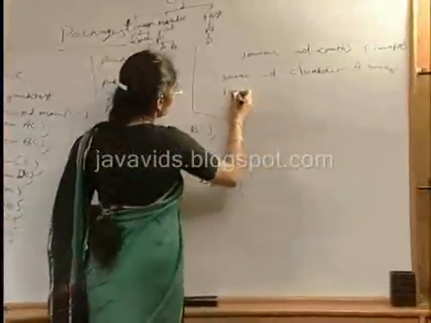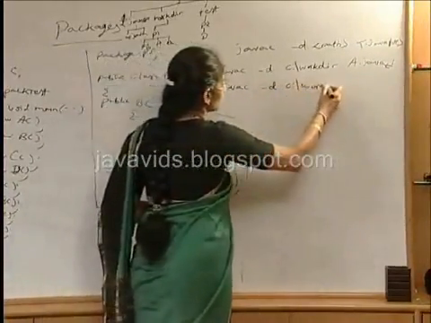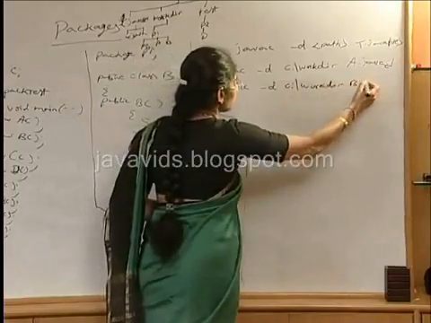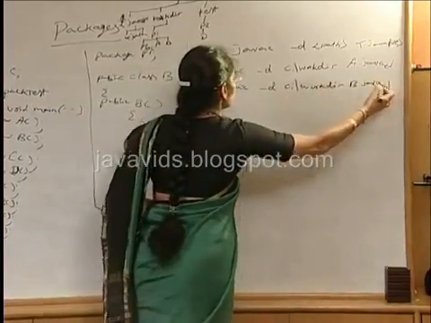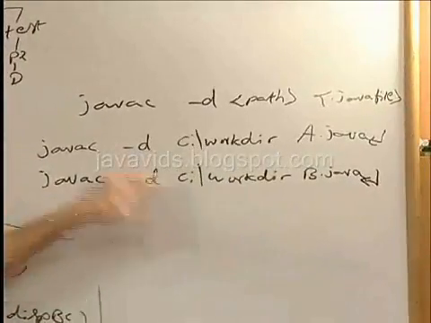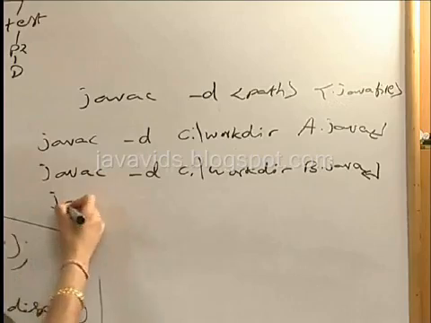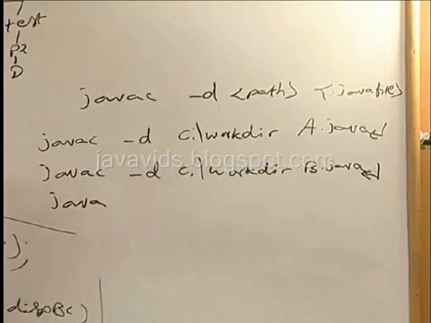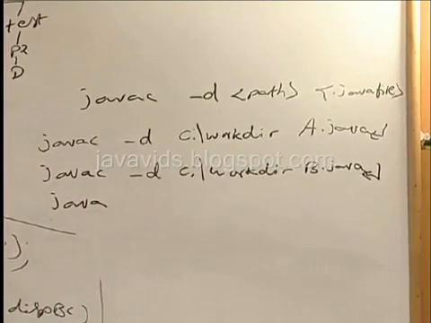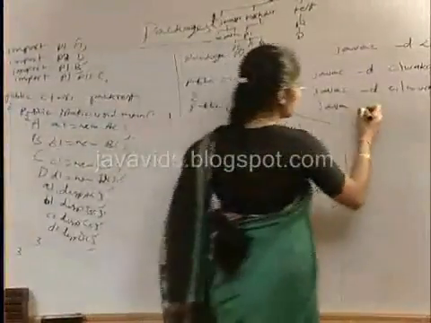Similarly, you need to compile the other files, javac -d c:\work directory b.java. In this case, the P1 directory is already created, so it just compiles b.java and puts it under P1. Now you want to compile the c.java file. Now C belongs to P1.P11. P11 is a subdirectory of P1. Now what would you specify here?